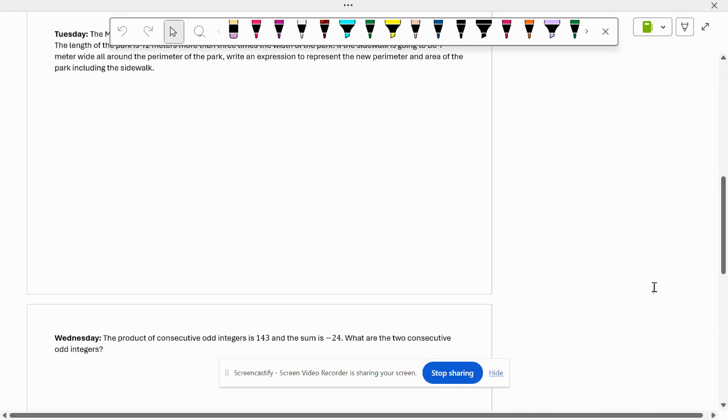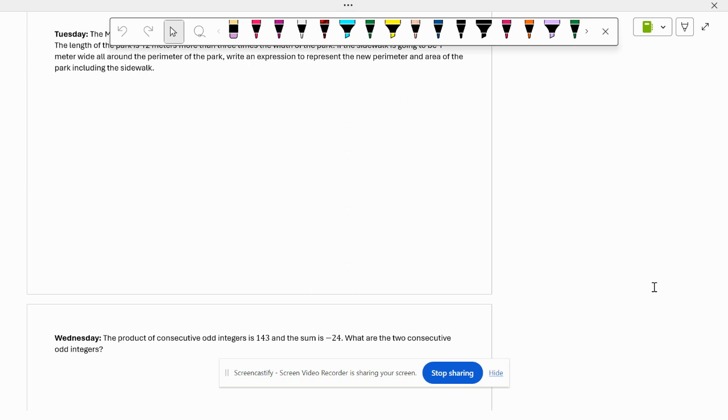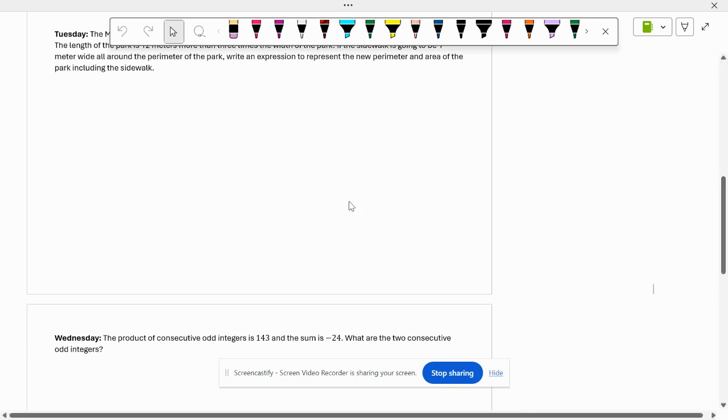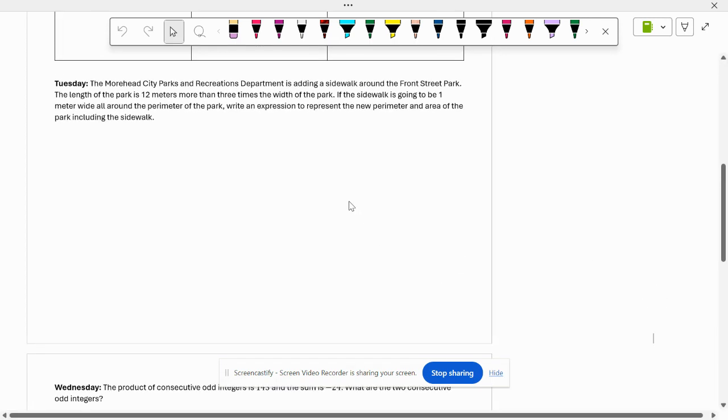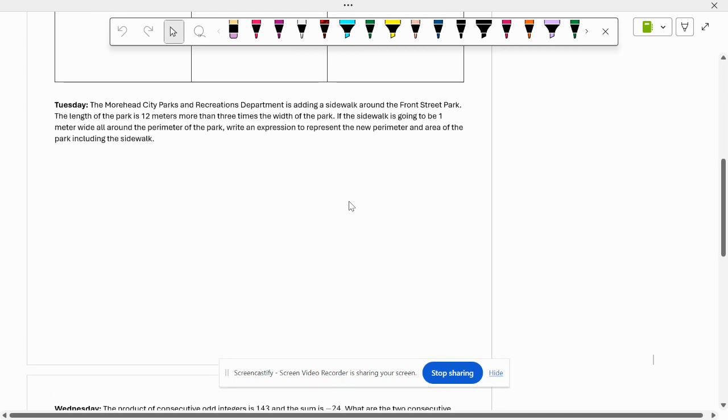All right, so this is today's warm up. So today is Tuesday, and I wanted to do this warm up question with you. So it says that the Moorhead Parks and Recreation Department is adding a sidewalk around the Front Street Park.